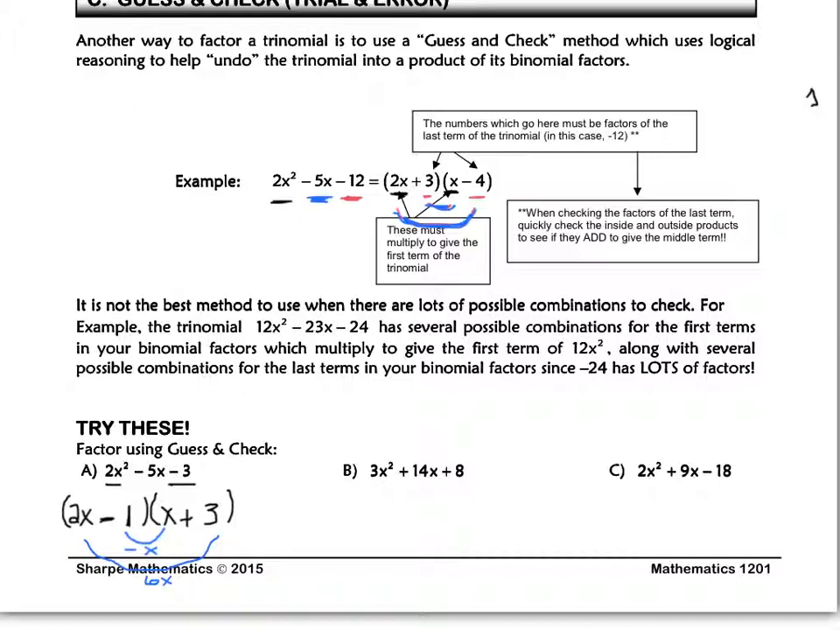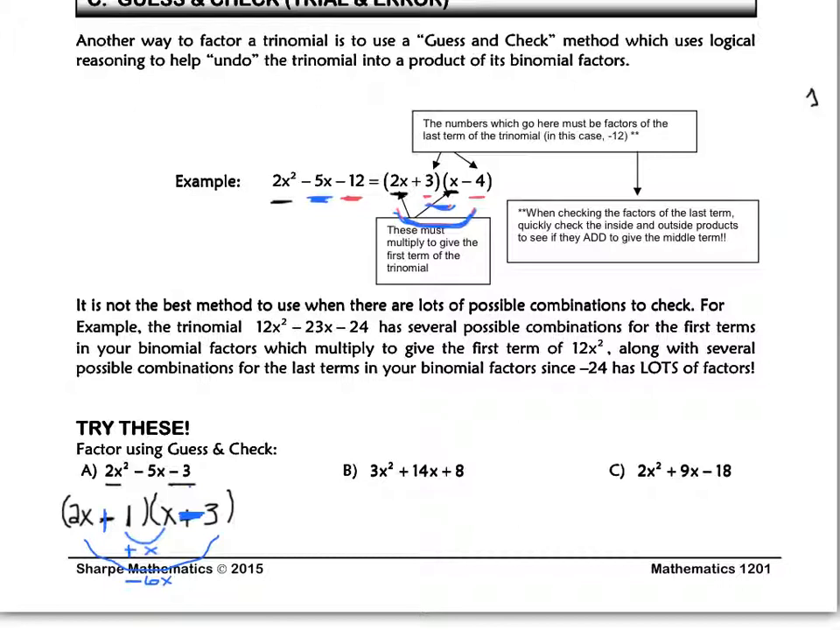So when you add those, you actually get a positive 5x, not a negative 5x. So we're on the right track, and we can fix that if we have the negative with the 6x and the positive with the 1x. So we'll go back and change that to a positive 1, and this to a minus 3, and then we'll have positive x and negative 6x. And the first terms will be 2x squared. The last terms still multiply to give you negative 3, and then the inside and outside do give you the negative 5x. So these would be the factors.